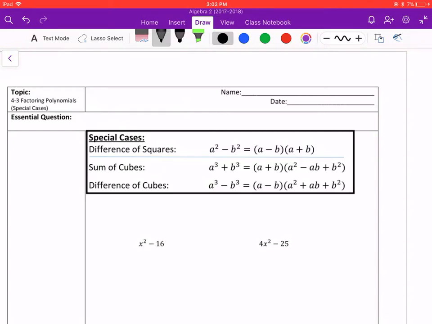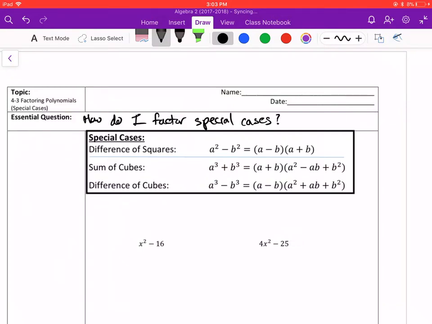So we've learned how to factor by grouping last time, and now I'm going to show you how, without doing all that, you can write your answer if it looks and is set up a certain way. That means our essential question is: how do I factor special cases?